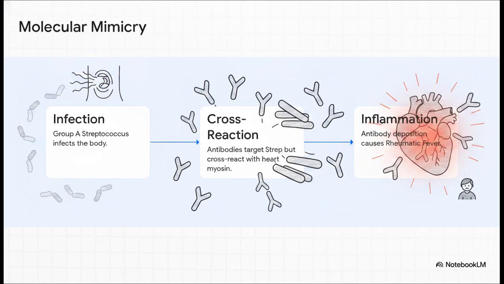One of the most fascinating mechanisms here is molecular mimicry. Imagine you get a simple throat infection with group A streptococcus. Your body creates antibodies targeted right at the strep M protein. But here's the fatal flaw. That bacterial protein looks structurally very similar to the myosin proteins in your own heart. Confused by the resemblance, your antibodies cross-react. They deposit in the heart, causing severe inflammation, which leads to rheumatic fever. The pathogen literally tricked the immune system into friendly fire.